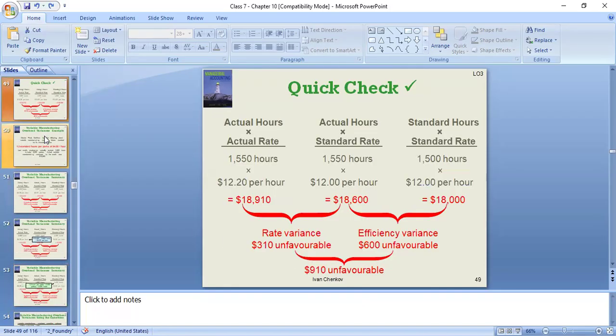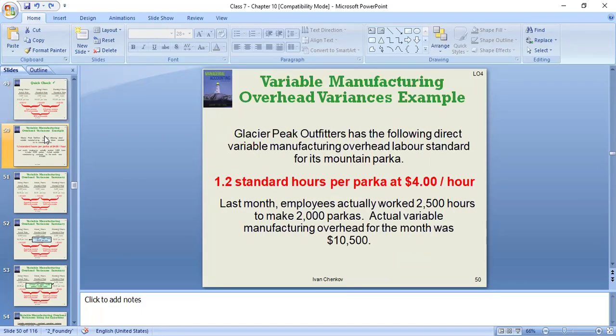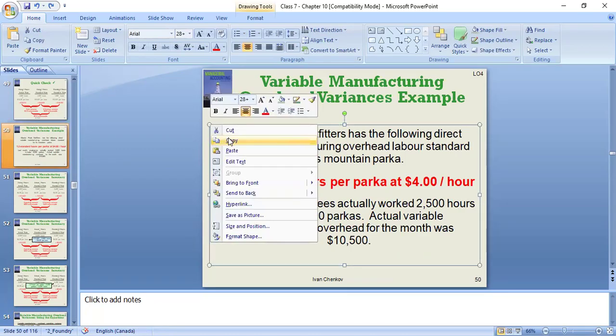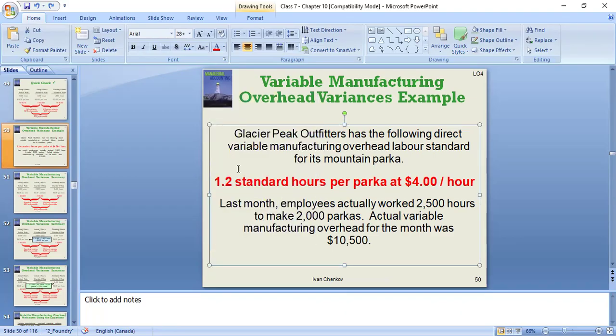And this is again a repetition of what we just did for the calculation of the actual hours times actual rate, actual hours times standard rate, and standard hours times standard rate. Let's do one more. Now let's move into the variable overhead, which will be the last thing that we're going to do today.